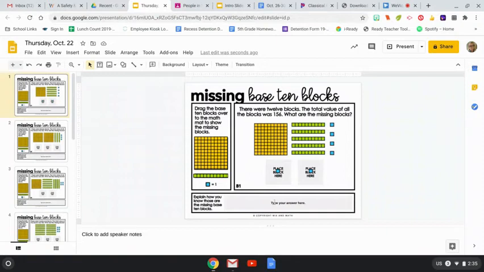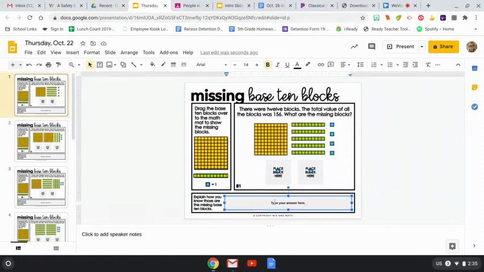Now, the most important part is I want you to explain and justify your thinking right here. Remember, building math confidence is also having you be able to explain your math thinking. So explain how you know those are the missing base 10 blocks.